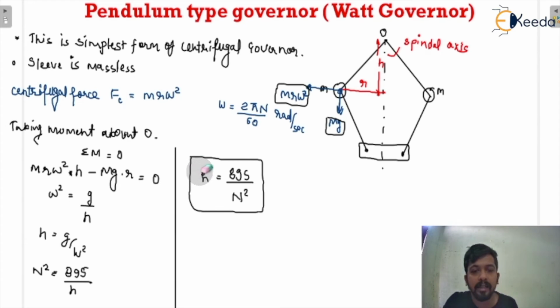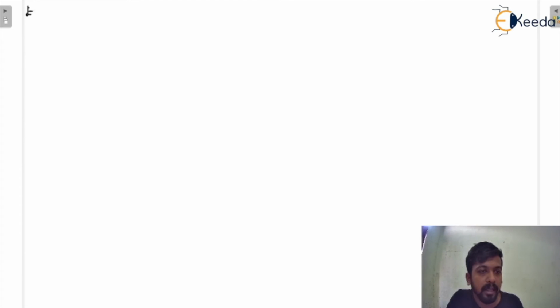Now we will do an experiment on the watt governor in order to see what the advantages or disadvantages are, what the limitations of the watt governor are. So in the next case we are doing an experiment. In the first experiment, I am assuming N1 is equal to 15 rpm.